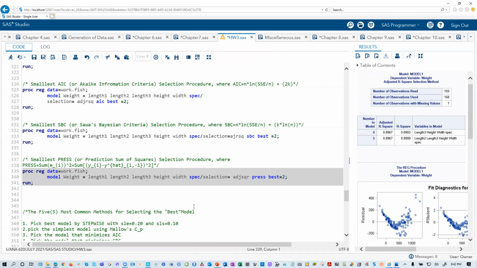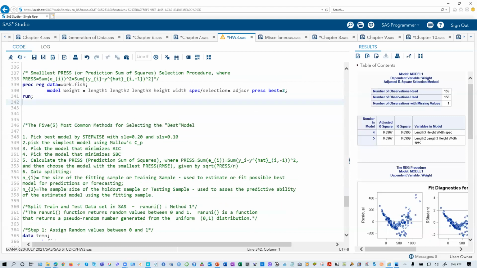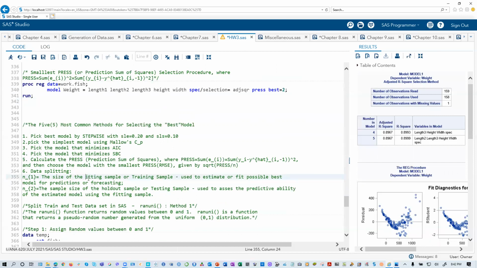But as I mentioned, that's not the way we should do this. For the press, you are not supposed to use the whole data set. I mentioned here very clearly that data should be split and then run the press. Here it says the size of the fitting sample, or it's called the training sample. Can you remember fitting sample or training sample? For this one, fit the possible best model for prediction or forecasting.